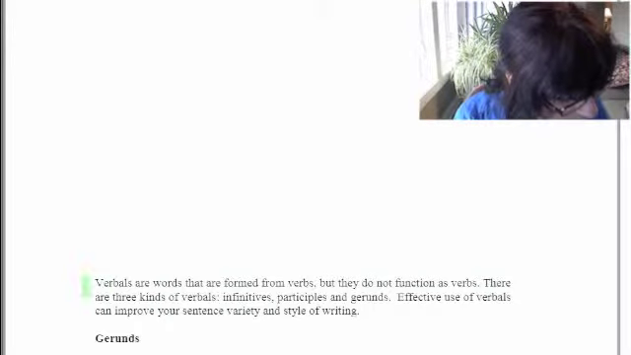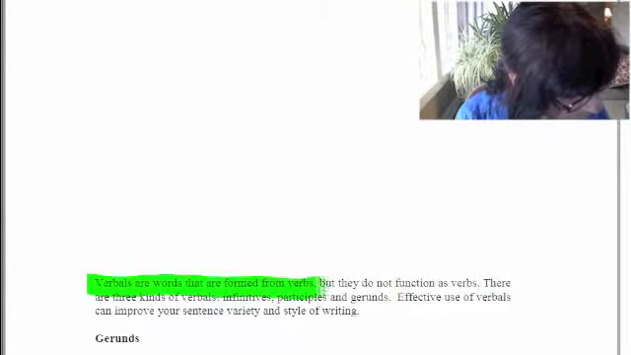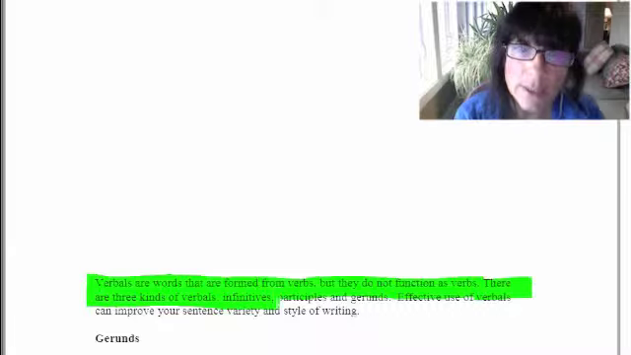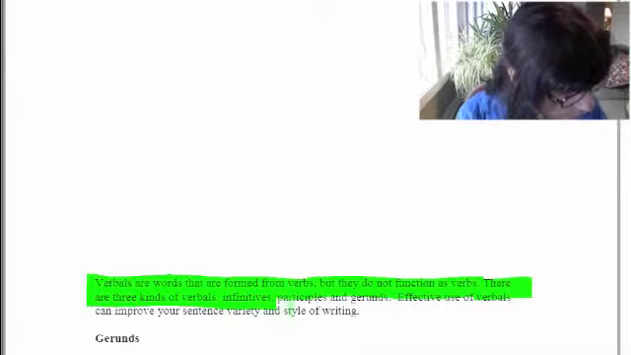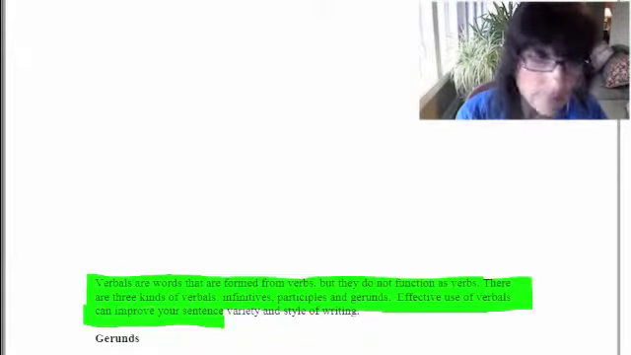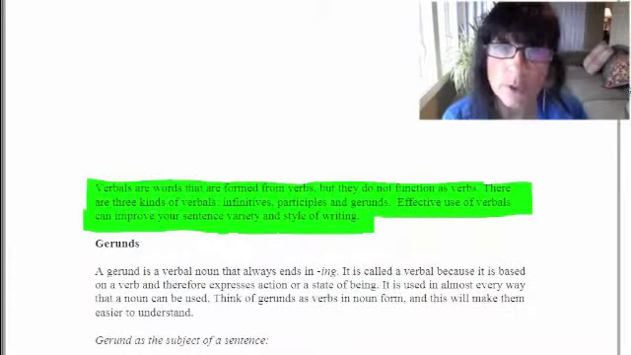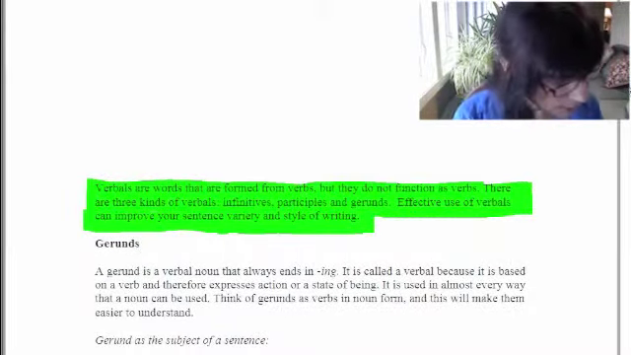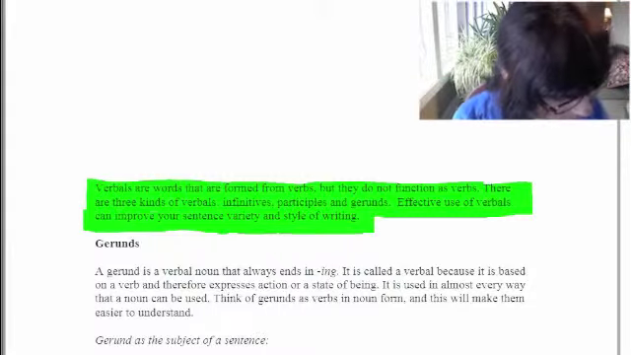Now, verbals are words that are formed from verbs, but they don't function as verbs. And there are three kinds of verbals, and I will be looking at these within the website. I will provide you with one on infinitives, one on participles, and this one is on gerunds. Now, the effective use of verbals, such as gerunds in this video, will improve your sentence variety as well as your style of writing. And this is why it is important to understand what a gerund is. So if you could follow along with me, please.